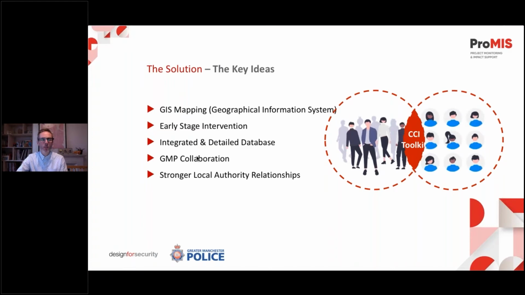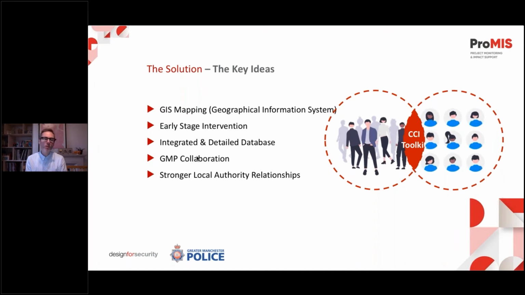So part of the solution and the key ideas for the toolkit is that, quite selfishly, it's a tool designed specifically for Design for Security, which will enable us to visualize a much richer picture of how Greater Manchester is developing from a built environment point of view. It will also support the early stage intervention which we promote within Design for Security when we're communicating with and dealing with applications from architects and developers. So it's important that we promote that idea of providing crime prevention at an early stage before the development goes through the planning process.